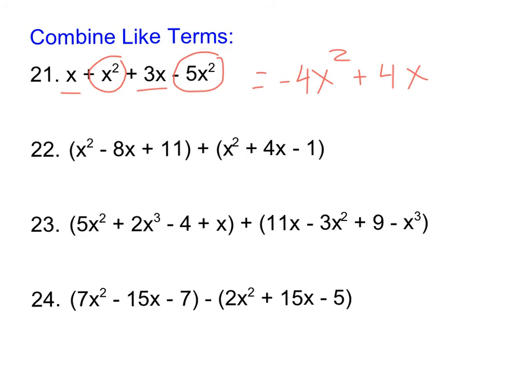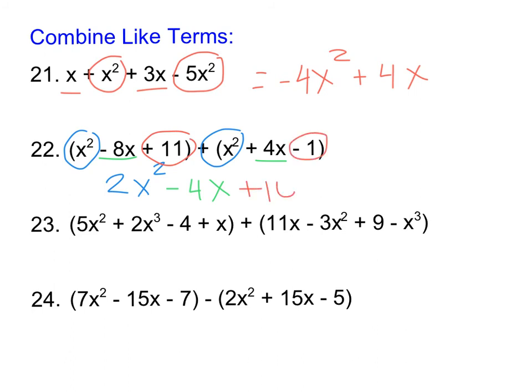All right, I want you to try 22, 23, 24 on your own. All right, so I have x squared, and x squared gives me 2x squared. We're adding them. We've got negative 8 and 4 gives me negative 4x. And 11 and negative 1, positive 10. And that's your answer.